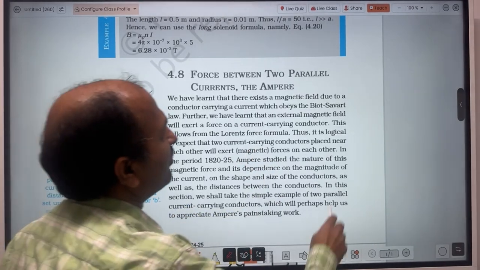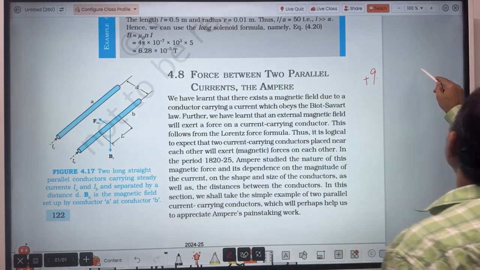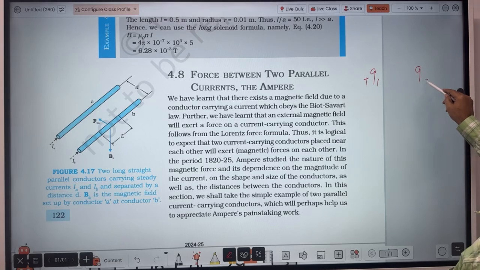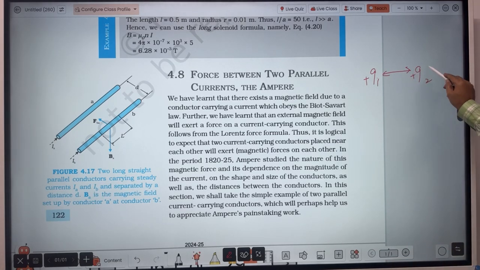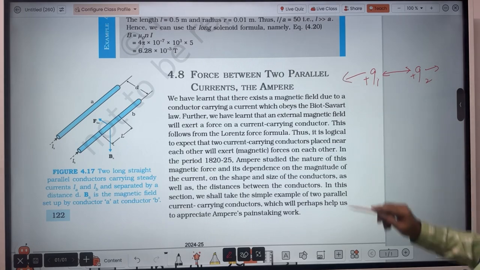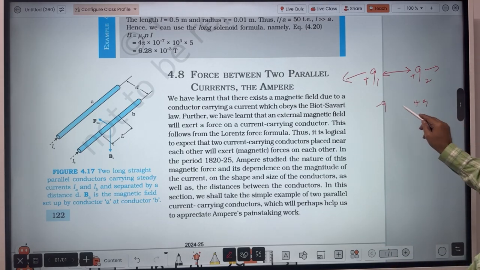If you remember, if there are like charges, say Q1 is positive and Q2 is also positive, then what will happen? They will repel each other, right? This will move in this direction, this will move in this direction. If they are unlike, suppose this is minus Q and this is plus Q, then they will attract each other.